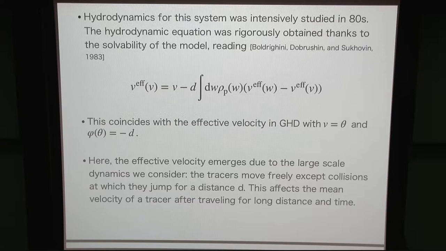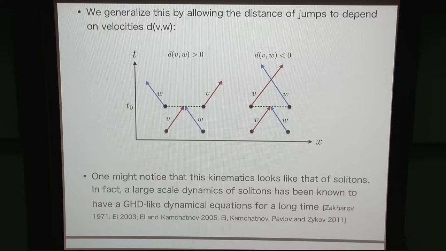The question now is how to modify this hard-rod system in order to have classical systems whose hydrodynamics coincides with the GHD. So our answer is as follows. Let the jump distance depend explicitly on the velocities. For example, if the distance is positive, then the quasi-particles scatter or jump forward, pretty much like the hard rods. But the new point is that the case where the distance is negative is also allowed. In this situation, once they collide with each other, they jump backward and then keep propagating with the same velocities as before. So this is the modification we make.